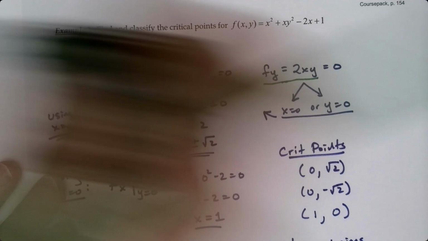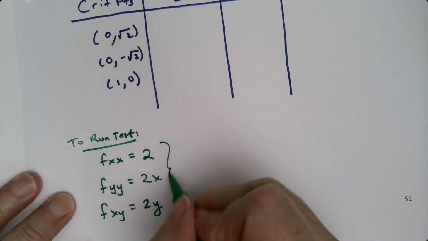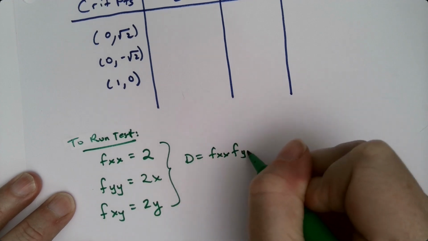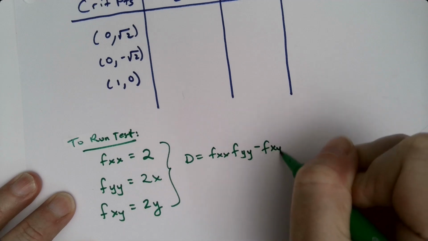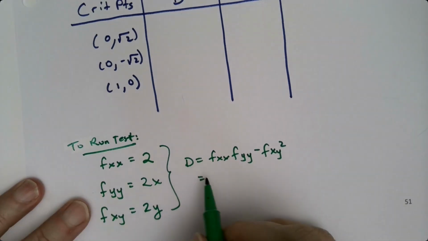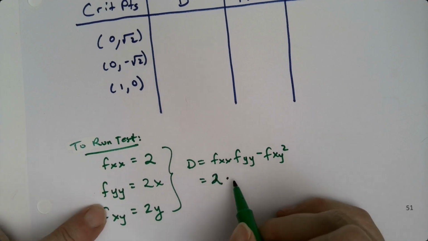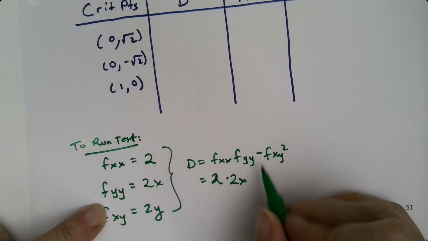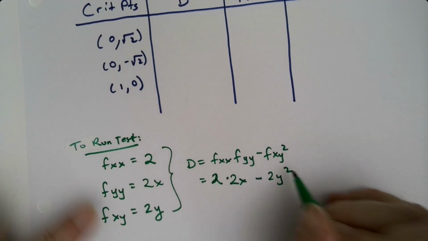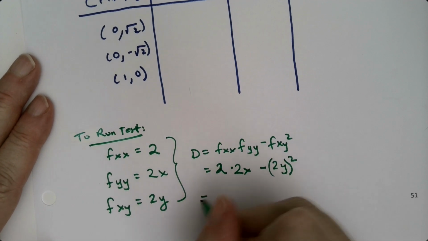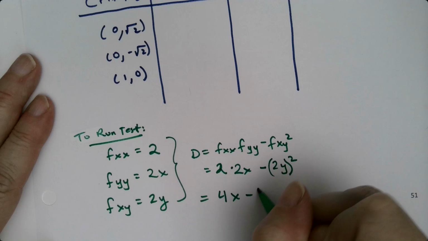Okay. So then, putting that together, d is f xx times f yy minus f xy squared. So that would be 2 times 2, or excuse me, 2 times 2x. So 2 times 2x minus 2y squared. Parentheses, squared. The whole thing is squared. So that's 4x minus 4y squared.